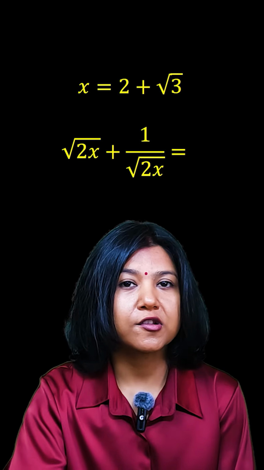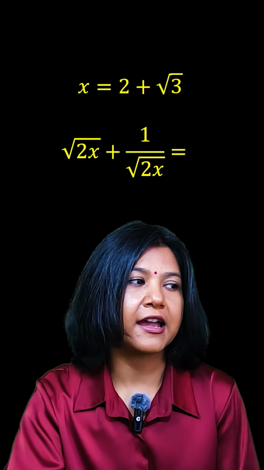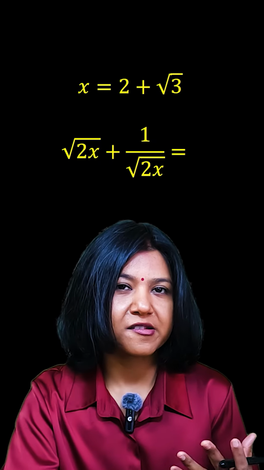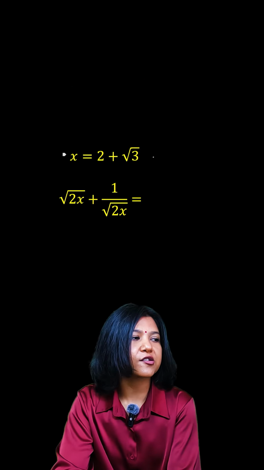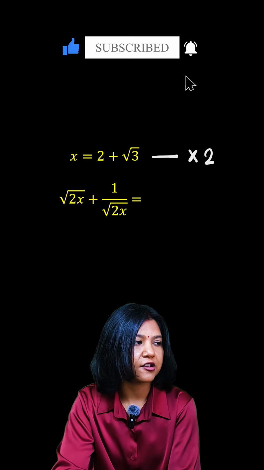Given x equals 2 plus root 3. They want you to evaluate root 2x and 1 upon root 2x added up, right? Now, just be a little smart here. The question has given you x, they're asking for 2x. So I'll just go ahead and multiply this equation by 2 so that I can have the value of 2x.